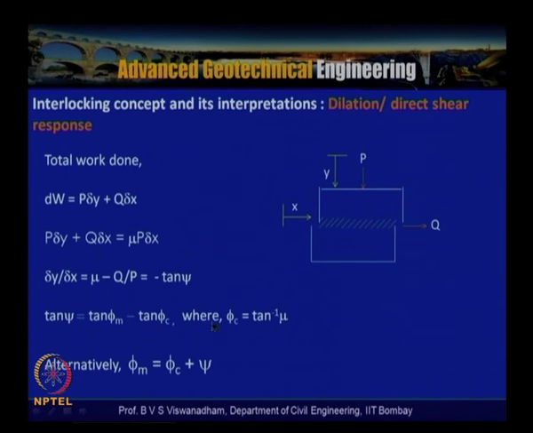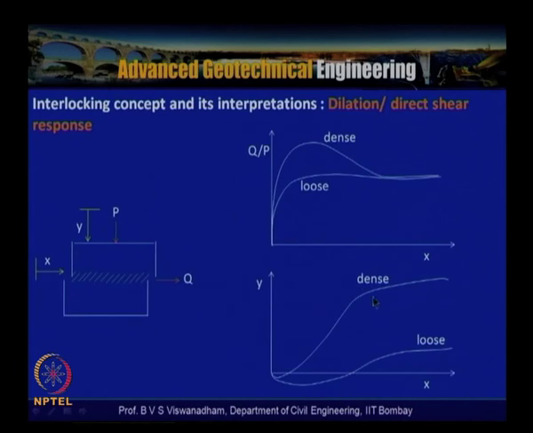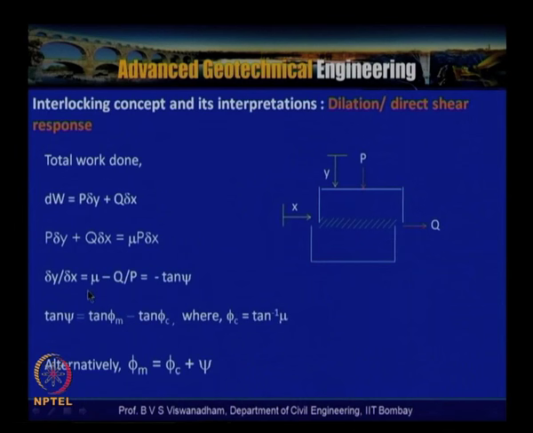Tan psi is nothing but the so called inclination, that is delta y by delta x, and tan psi is equal to tan phi m, that is due to friction, minus tan phi c, that is because of the interlocking. So phi c is equal to tan inverse mu, which we have written here, and alternately we can write phi m is equal to phi c plus psi. That is what we have said from the deliberation discussed just now.